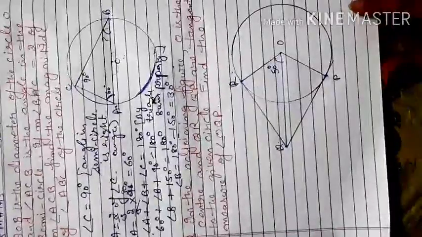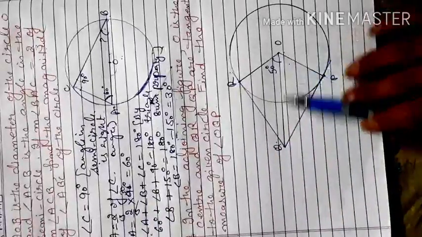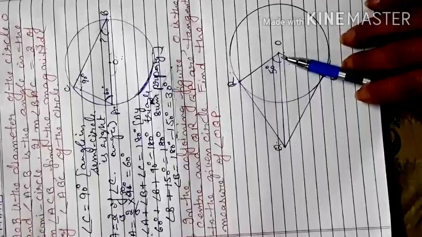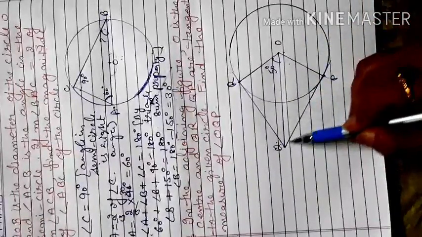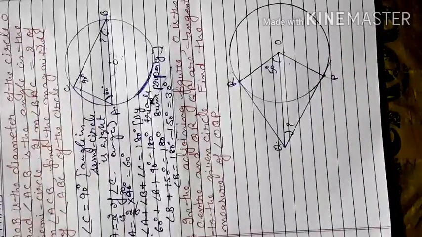Now in the given figure, O is the center and QR and QP are the tangents to the circle with center O. You have to find angle OQP. We have to find this angle OQP.